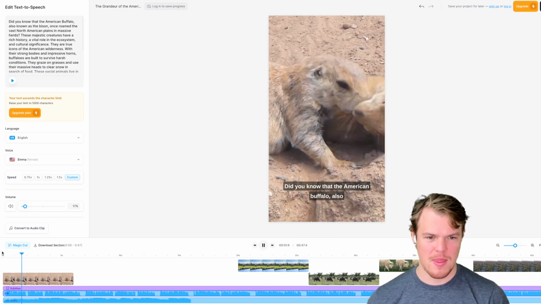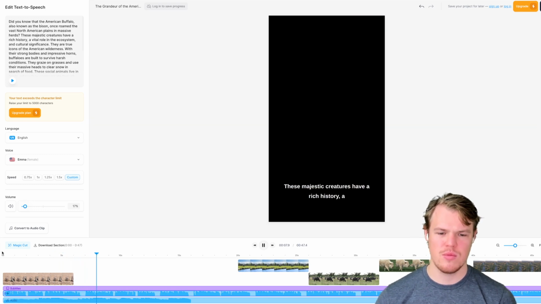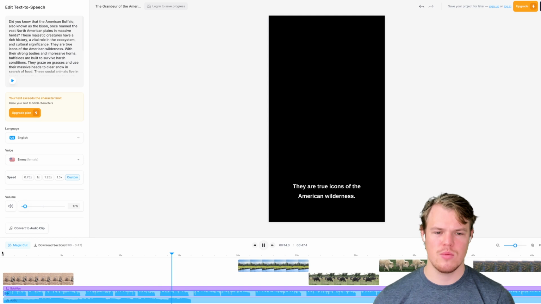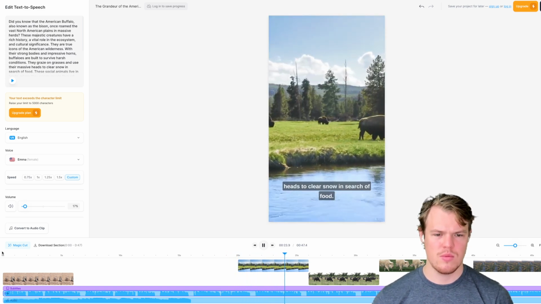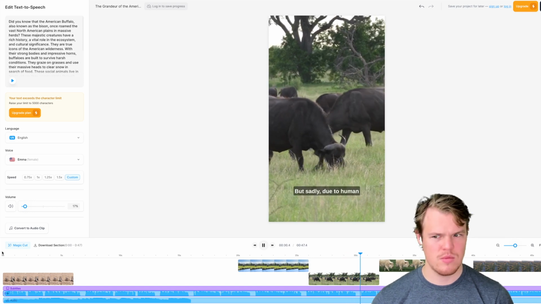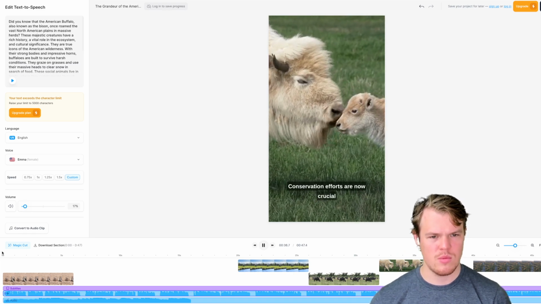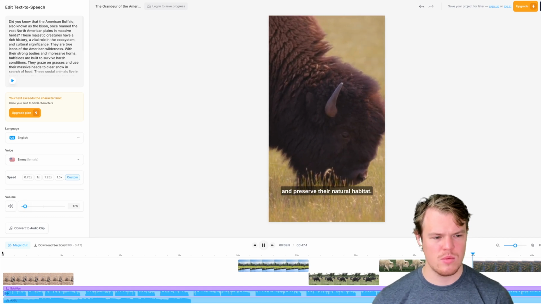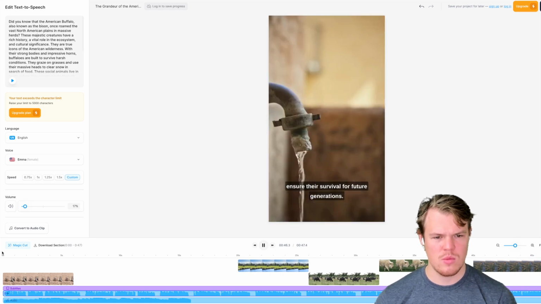Let's go. Did you know that the American buffalo, also known as the bison, once roamed the vast North American plains in massive herds? These majestic creatures have a rich history, a vital role in the ecosystem, and cultural significance. They are true icons of the American wilderness. With their strong bodies and impressive horns, buffaloes are built to survive harsh conditions. They graze on grasses and use their massive heads to clear snow in search of food. These social animals live in herds where they communicate through various behaviors. But sadly, due to human activities, their population declined drastically. Conservation efforts are now crucial to protect these magnificent creatures and preserve their natural habitat. Let's appreciate the grandeur of the American buffalo and work together to ensure their survival for future generations.